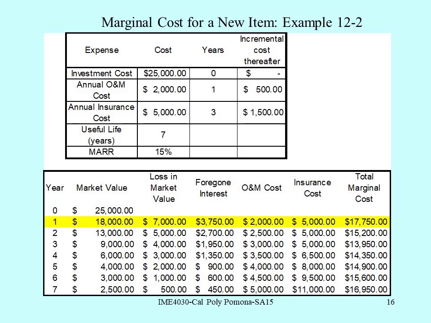So that was the cost of having that piece of equipment that year. And marginal costs can be compared using some of our analysis techniques. Now, the marginal cost data for the Defender is shown on slide number 17. Let's go to slide number 17.